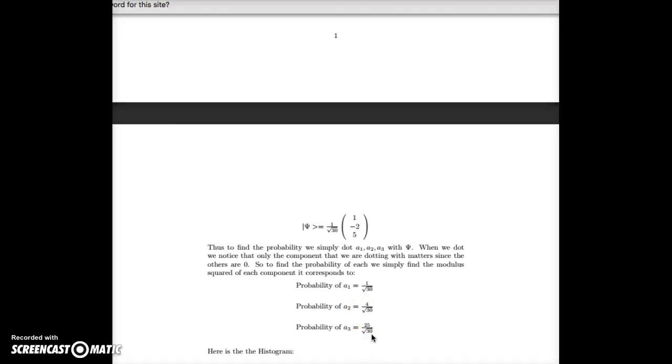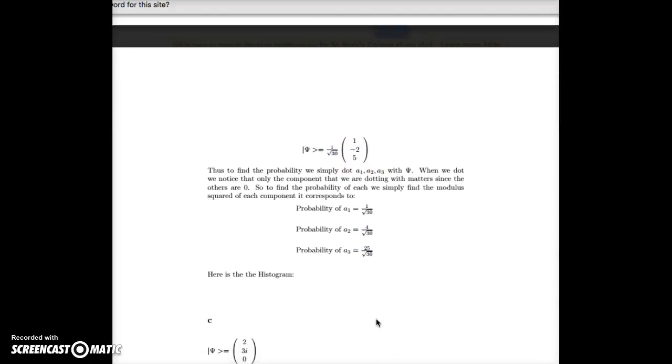I'm not sure why the square root is there. I must have made a mistake when I was typing it. But we essentially see that it's 1 over 30, and then negative 2 over square root of 30 squared, and then 5 over square root of 30 squared, which gives us these probabilities.